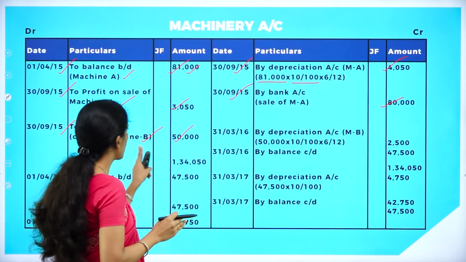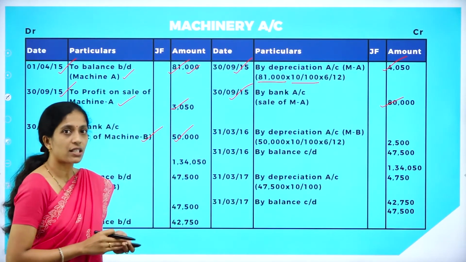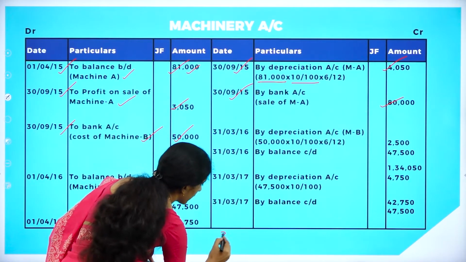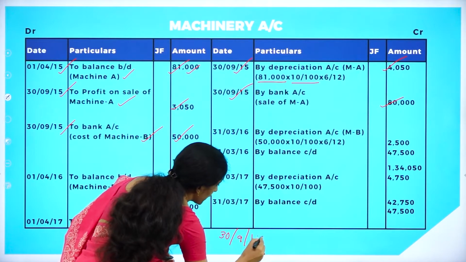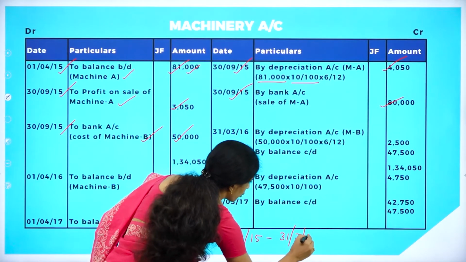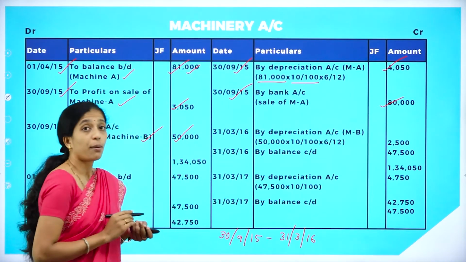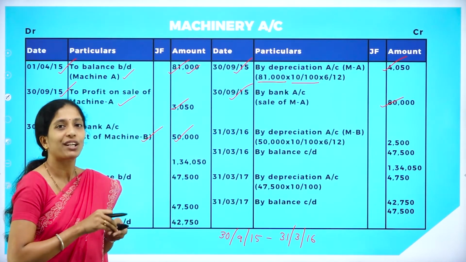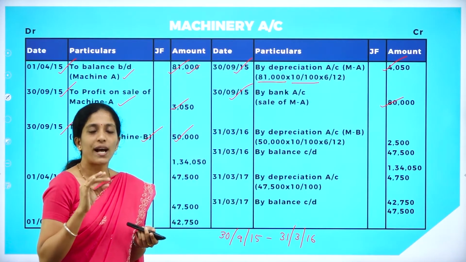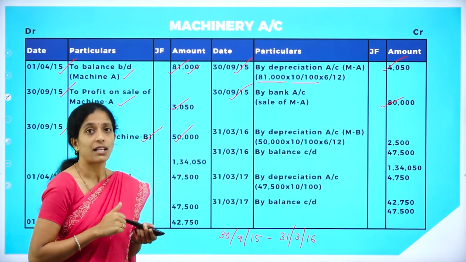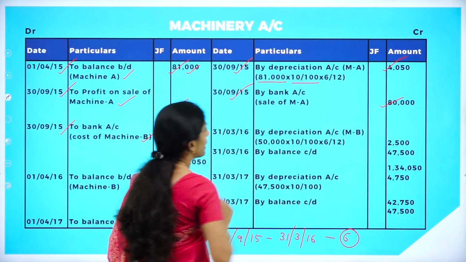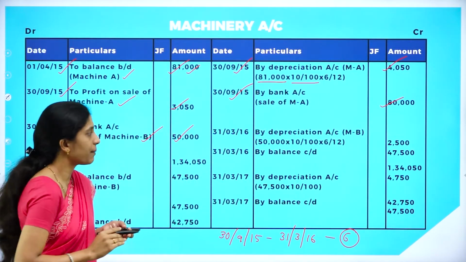Now this machine was purchased on 30th/9/2015. What is the end of the financial year? It was purchased on 30th/9/2015, whereas the end of the financial year is 31st March 2016. For how many months was the machine there in that financial year? October, November, December, January, February, March, that is 6 months. So till then we have to calculate the depreciation.